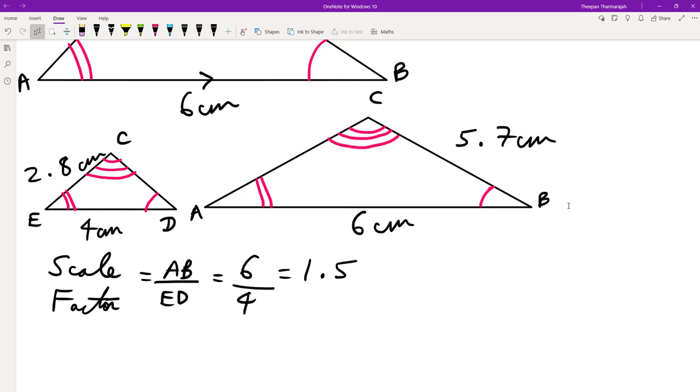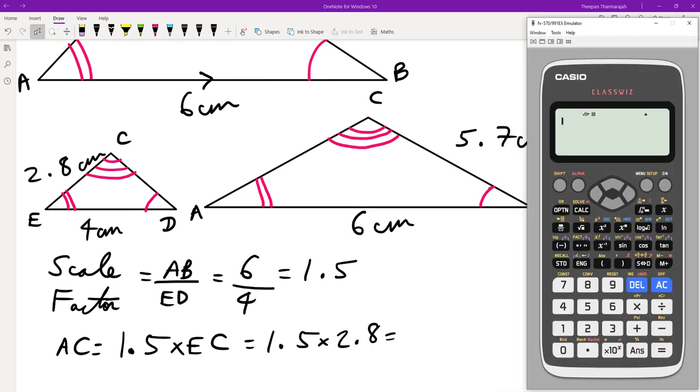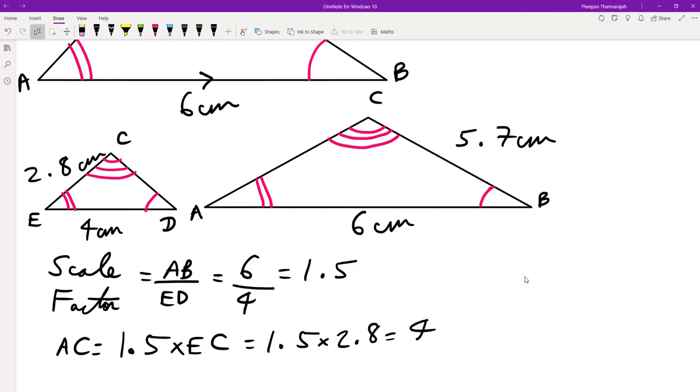Now we're trying to work out AC, so we can say AC is the bigger version of EC. So it's 1.5 times EC, so 1.5 times 2.8. You can work that on your calculator. 1.5 times 2.8 gives me 4.2 centimeters.